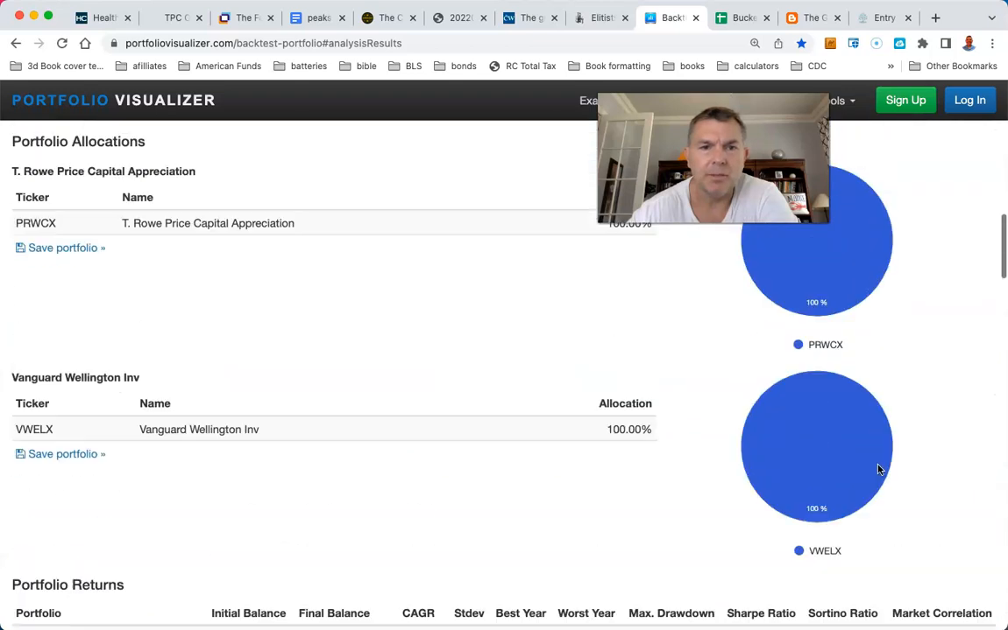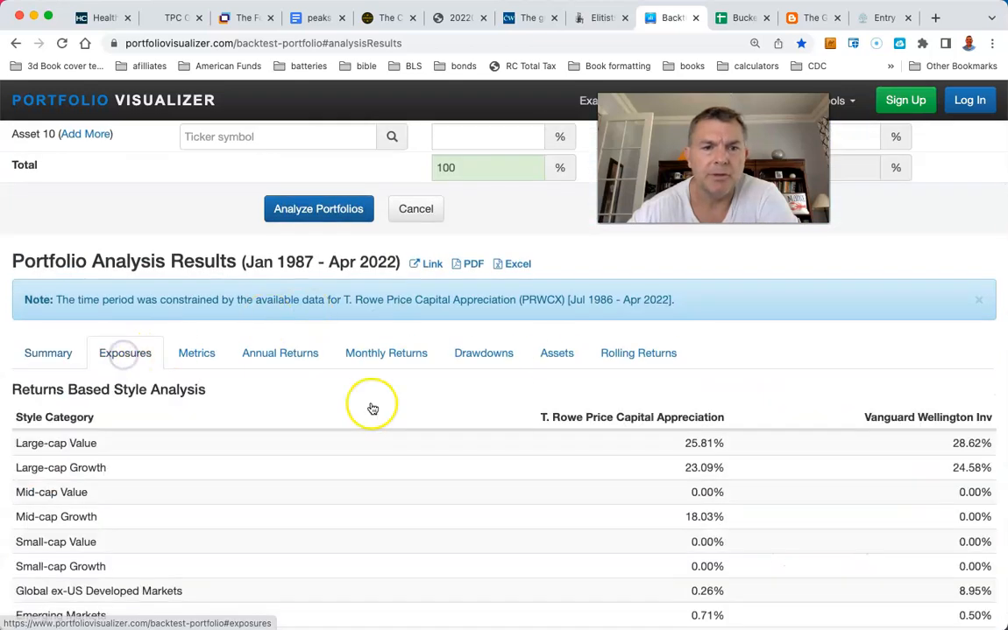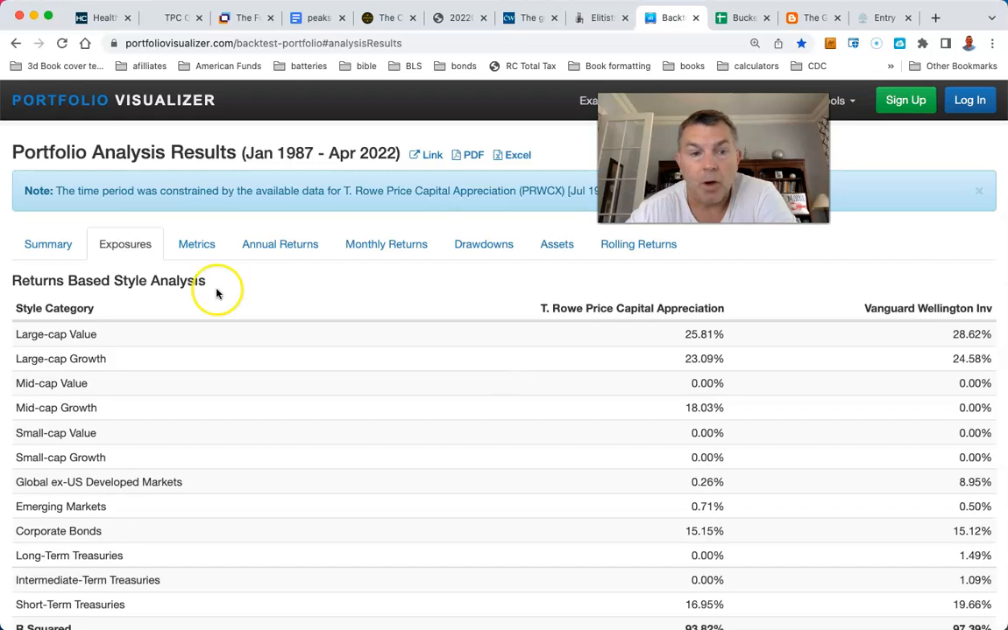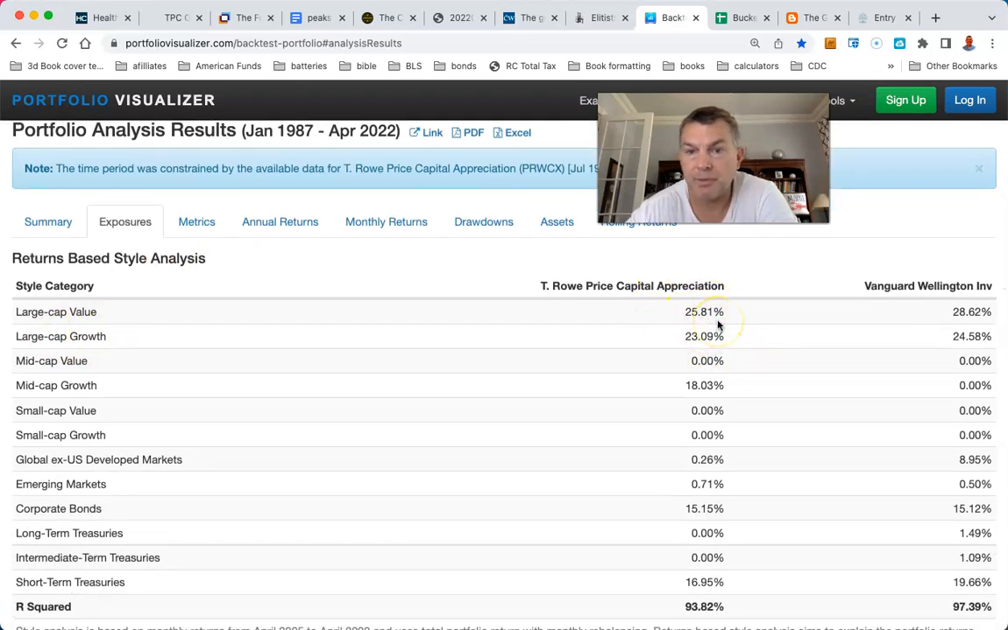All right, so let's take a look at the different portfolios, what these guys are. So we got large cap value, large cap growth. T. Rowe Price is basically 50% of his portfolio in the S&P 500. Wellington is going to be 53%, 55% at base of the S&P 500. T. Rowe Price has 18% mid-cap growth. Isn't that interesting? Wellington's got ex-U.S. developed markets, about 9%.